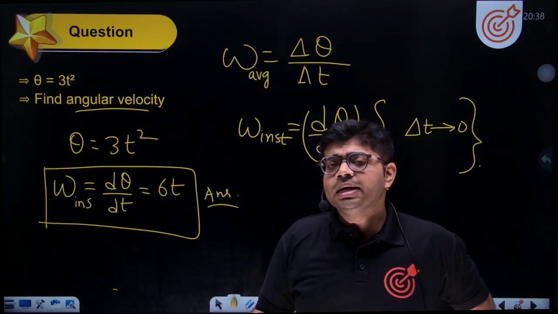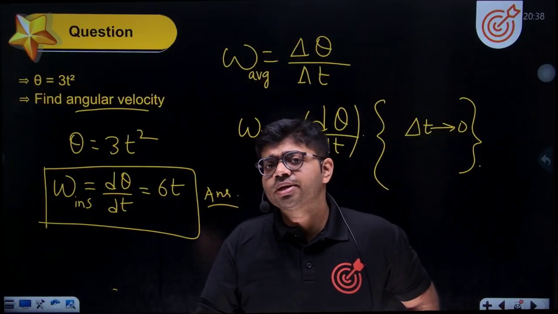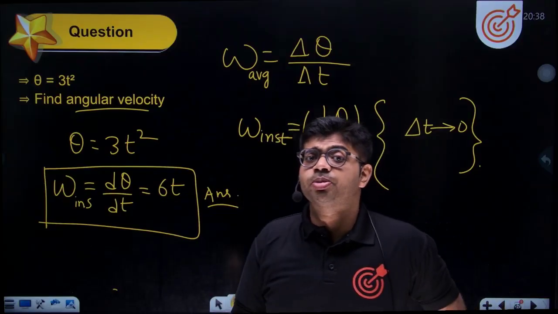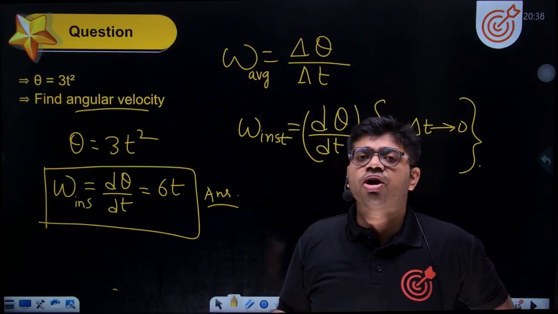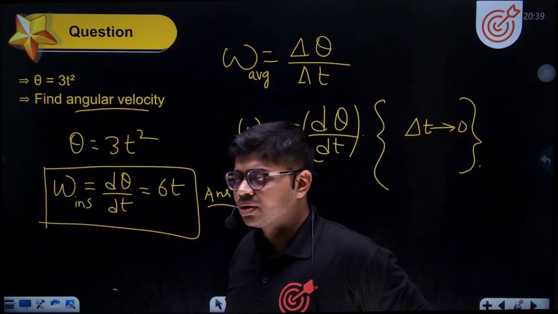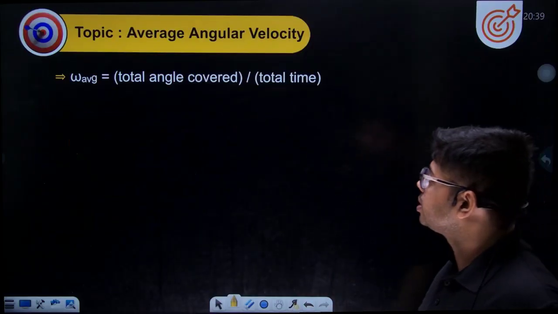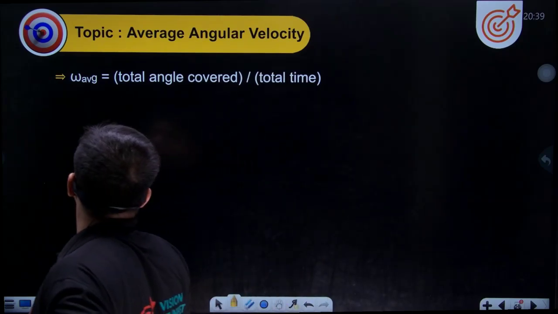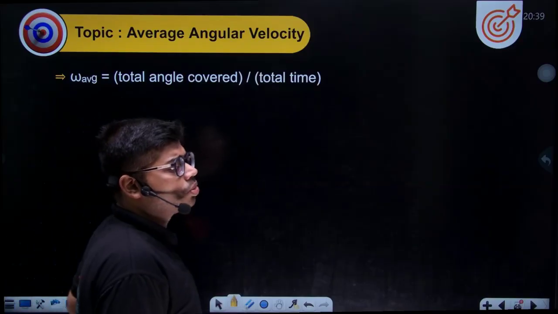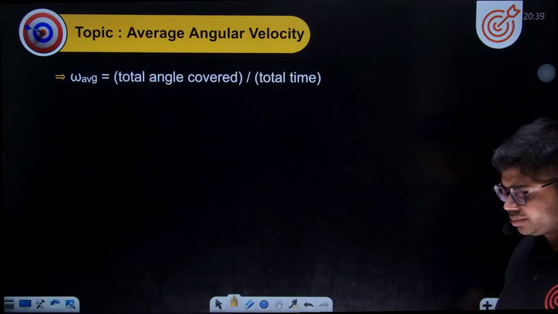So it is continuously increasing. Velocity is continuously increasing with respect to time. So this is basically a non-uniform circular motion, right? Because it is continuously increasing with respect to time. Okay, average angular velocity we have already discussed. It is the total angle covered divided by the total time taken. That is the average angular velocity. Okay.